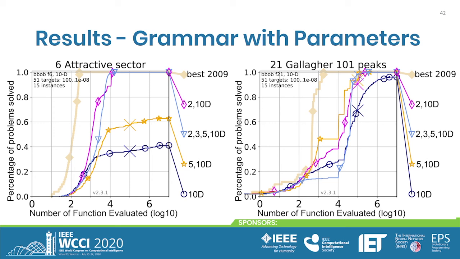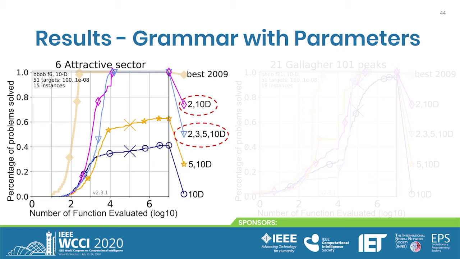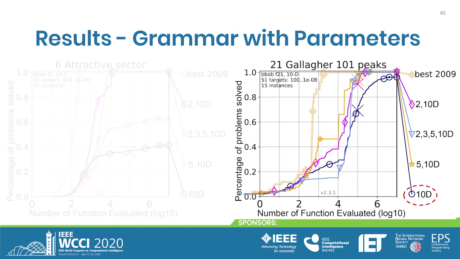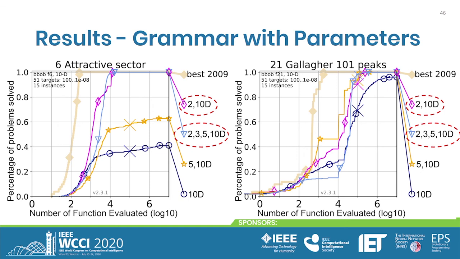Okay, grammar with parameters. Training straight in 10D generated the worst algorithms compared to the other schedules. For attractive sector, we had two generated algorithms that solved all problem instances. For Gallagher's 101, the only algorithm that had a clear difference in performance, and for the worse, is the one trained directly on 10D. Between the training schedules, the ones highlighted here had the best performance.